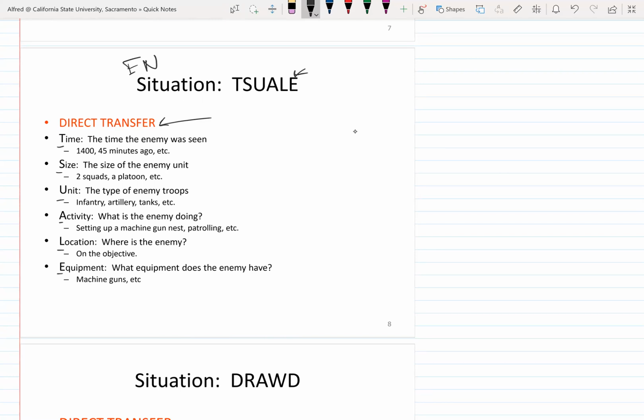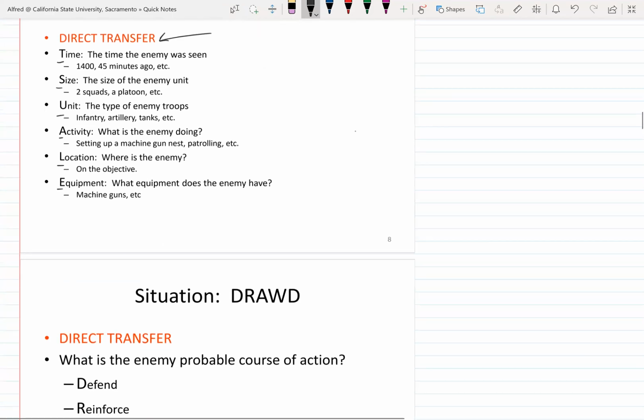You want to know how long ago or at what time they were spotted or what time they went missing or whatever it is. And then you need to know how big the unit is so that you can prep correctly. You need to know what kind of unit it is, because in a lot of situations, there's more than one type of unit in the area. And you need to know what they're doing. You need to know their relevant location as well as possible. And of course, you need to know their equipment.